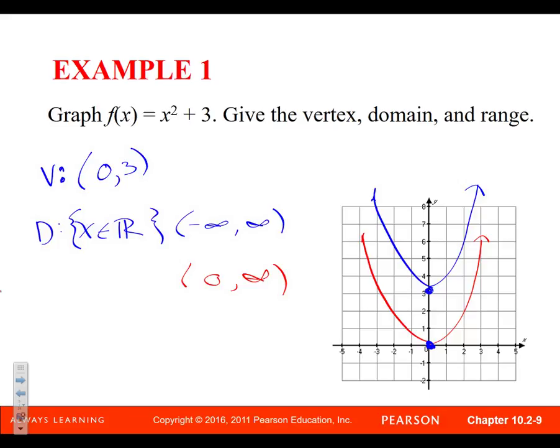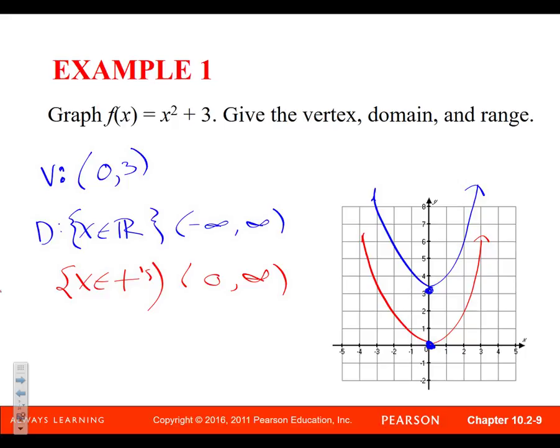Or you can say y is an element of the positives. Sure, that'll work. It's all positives, including 0. Maybe we say that, including 0.